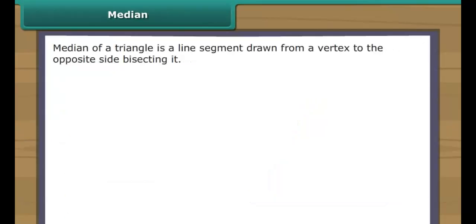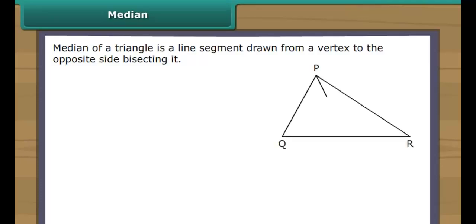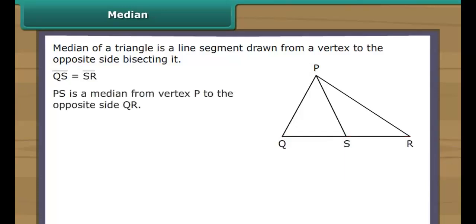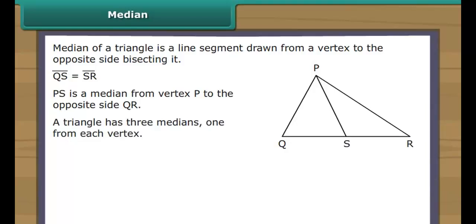Median. Median of a triangle is a line segment drawn from a vertex to the opposite side, bisecting it. In the figure, line segment PS is drawn from the vertex P to the opposite side, QR. It divides QR into two equal halves. Therefore, PS is a median from vertex P to the opposite side, QR. A triangle has three medians, one from each vertex. Let us draw the remaining two medians.